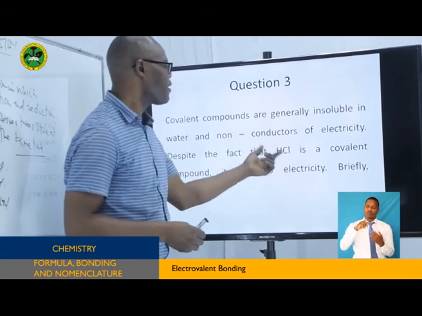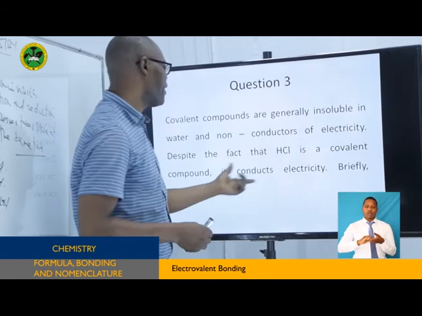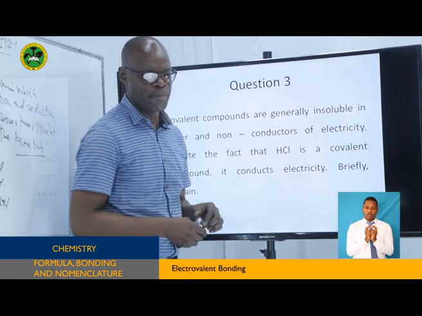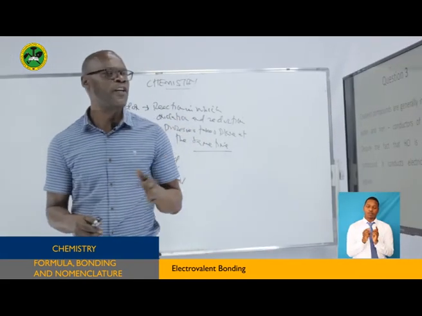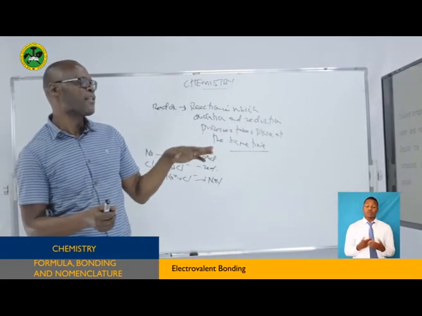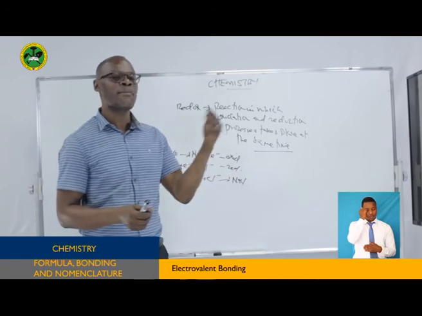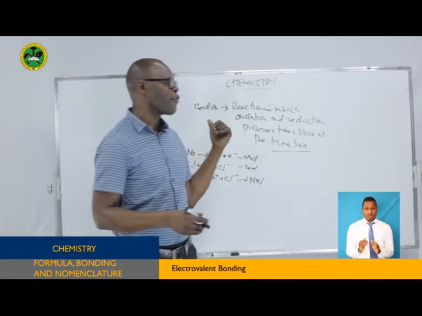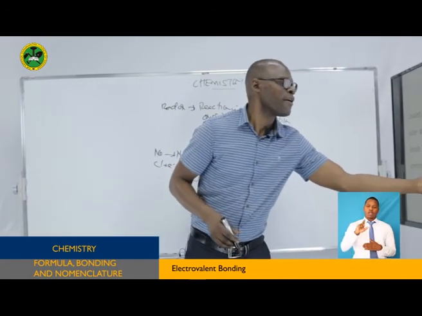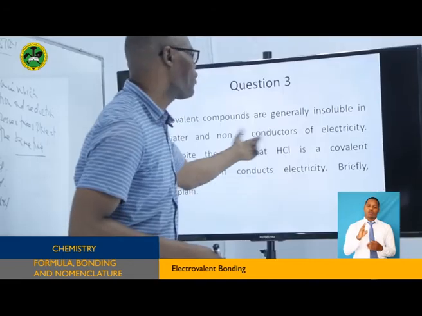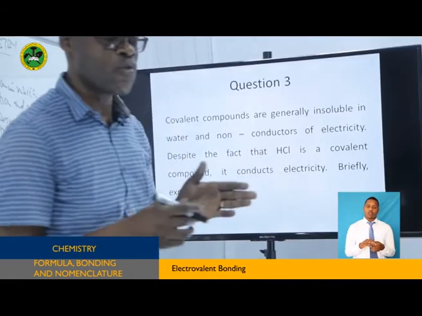Despite the fact that HCl is a covalent compound, it conducts electricity. Briefly explained, the question is trying to take us back to what we learned in covalent bonding, and then brings us back again to electrolytic, because conduction of electricity is electrovalent bonding. Non-conduction is covalent. So we have to mix these two things.